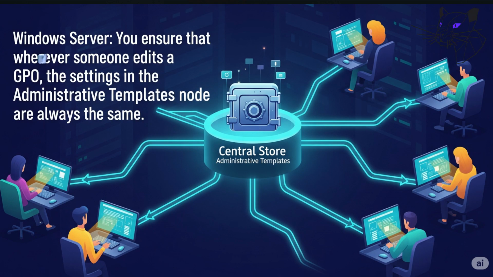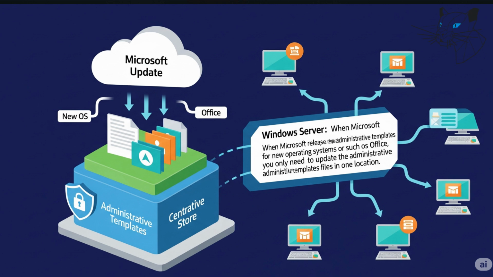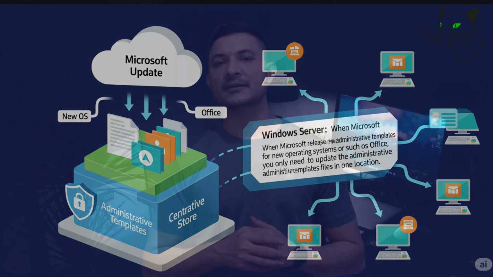The advantages of creating a central store are: you ensure that whenever someone edits a GPO, the settings in the administrative templates node are always the same. When Microsoft releases new administrative templates for new operating systems or apps, such as Office, you only need to update the administrative templates files in one location. You must create the central store manually and then update it manually on a domain controller. The domain controllers then use AD DS replication and DFSR to replicate the data.